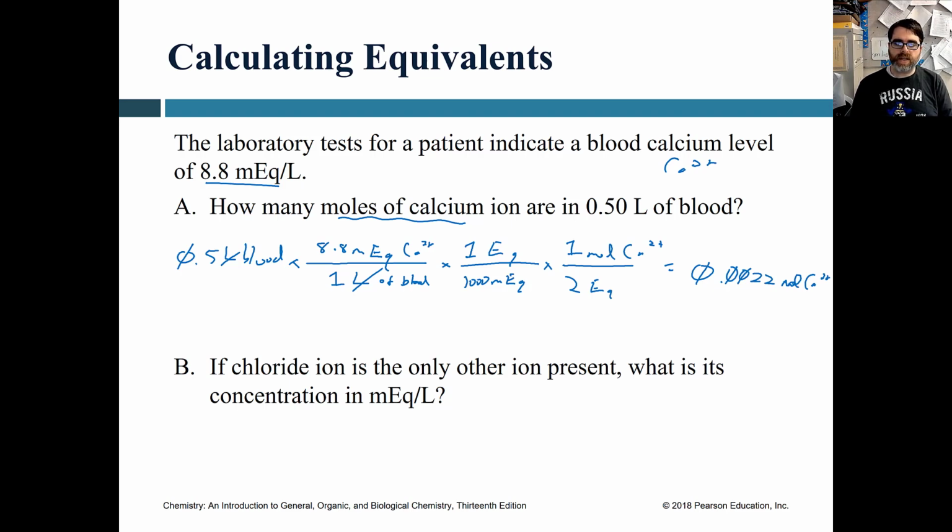The chloride, if that's the only other ion present, then it asks for what's its concentration in milliequivalents. Well, the nice thing is the positive charge has to equal the negative charge, and so we also have 8.8 milliequivalents per liter. Now, you may say, wait a second, those are different charges, and you'd be correct, but that's only going to affect our molarity in the end, not our equivalents. The equivalents have to be equal to one another.